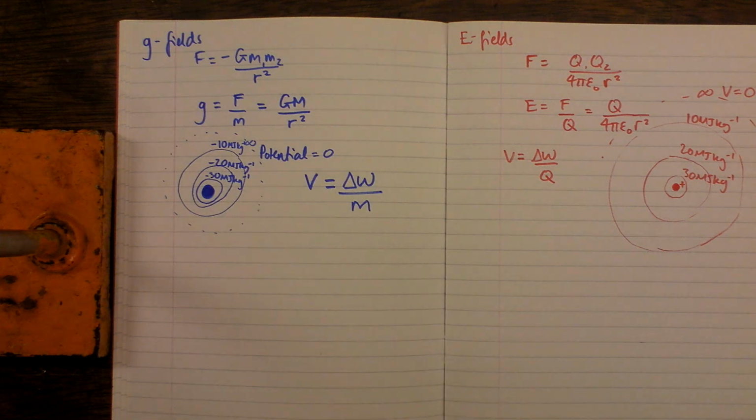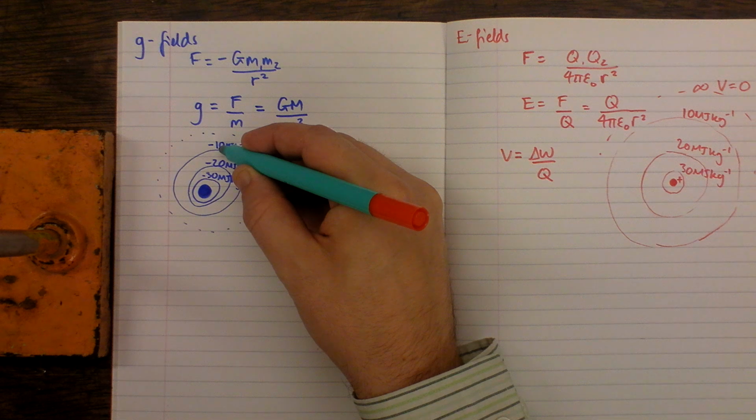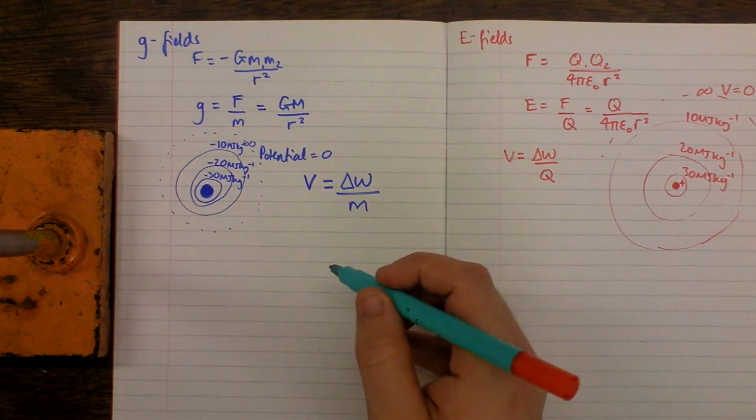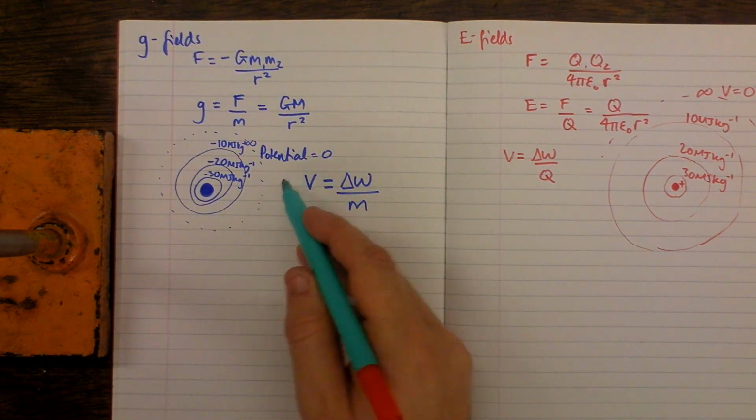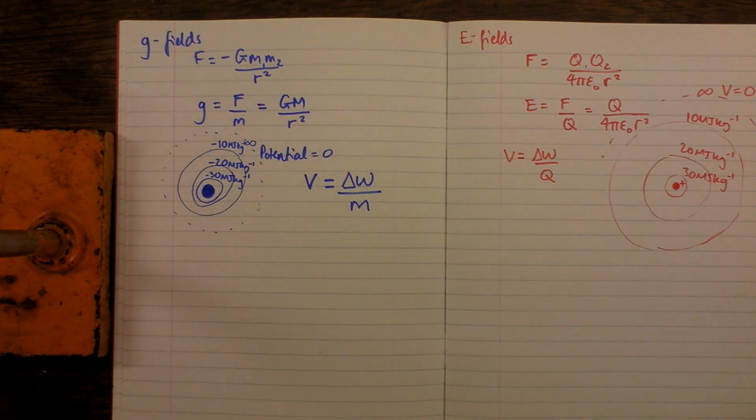Similar here, I want to move something up. I take it from minus 30 to minus 10. Well, that's gone up by 20, so my change in potential will be 20 times whatever mass it is I'm moving, and that would tell me how much work I had to do to move that.